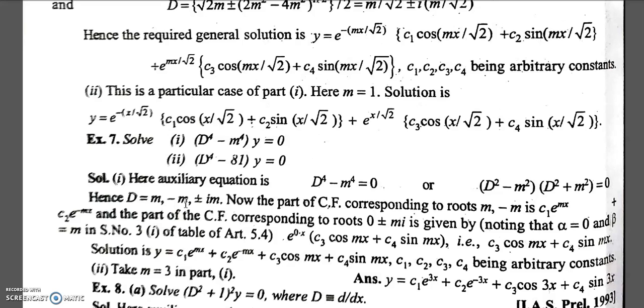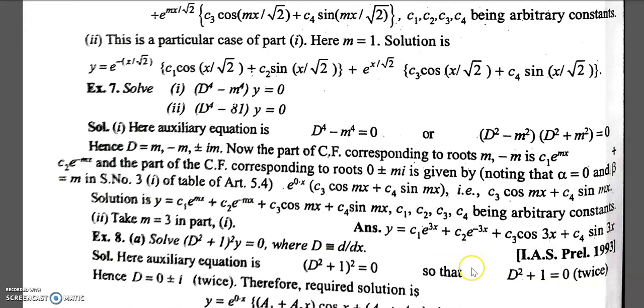So how do we write the solution for the real roots? c1 e to the power mx plus c2 e to the power minus mx. And for the complex roots, here we have 0 plus minus im. The alpha value is 0 and the beta value is m. So e to the power 0x times c3 cos mx plus c4 sin mx. Okay, so how do you write the final solution? c1 e to the power mx plus c2 e to the power minus mx plus c3 cos mx plus c4 sin mx, where c1, c2, c3, c4 are arbitrary constants, right?